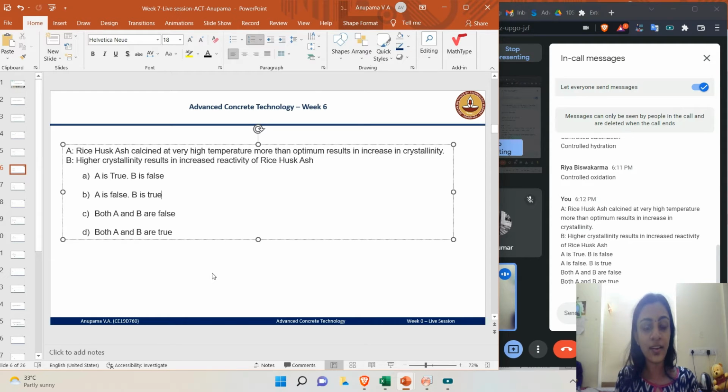Regarding these two statements, the options are: A, statement A is true but B is false. B, A is false but B is true. C, both A and B are false. D, both A and B are true. Again, I'll give a few seconds.